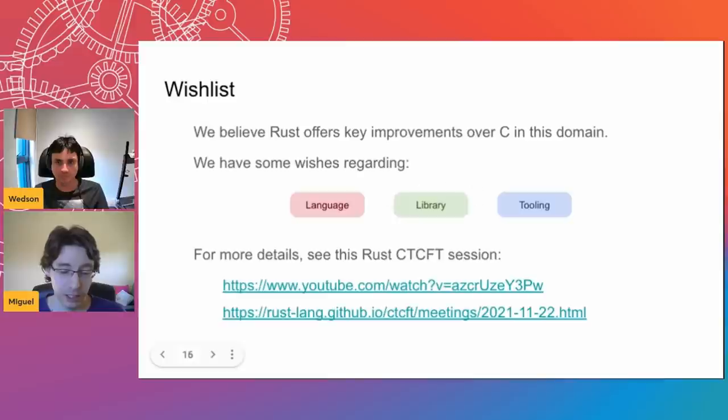First of all, in this wish list, we are going to focus on one topic. Wedson is going to take over after a couple of slides. We're going to speak about pinning, but there is a long list of wishes that we have, and you can see the Rust CTCFT session there that we were invited to talk about this wish list, and we go into detail there about things that we have seen.